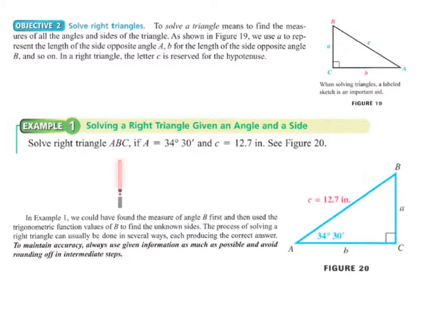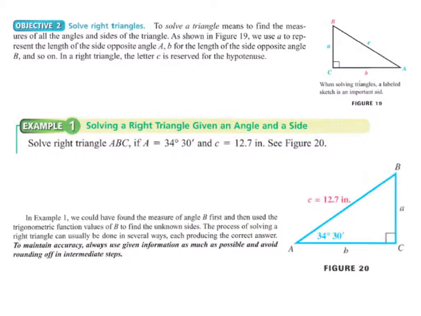So here's a problem that we have. We're going to solve for triangle ABC. They give us angle A is 34 degrees and 30 minutes. They give us the hypotenuse, C is 12.7 inches, and they want us to solve that triangle. So again, they tell us it's a right triangle, so we know that angle is 90 degrees. In order to be as accurate as possible, we do want to use given information as much as possible and avoid rounding off in the in-between steps. So use the given information as much as possible, and again, avoid rounding.